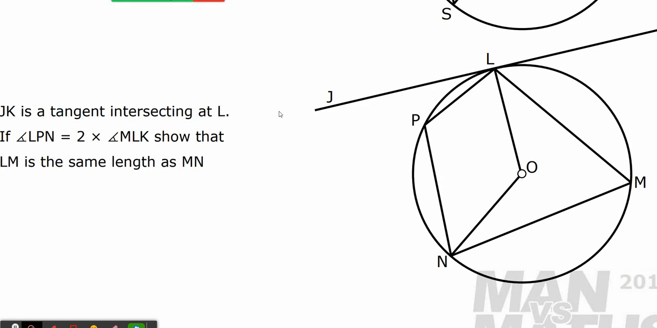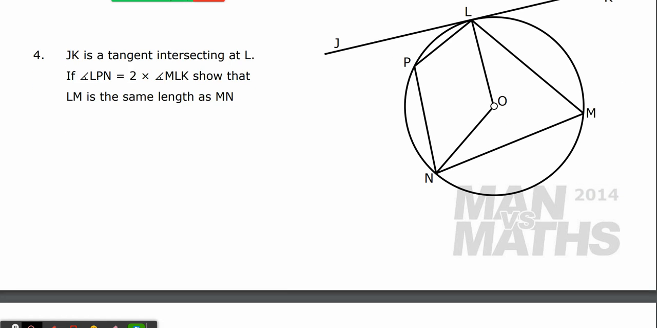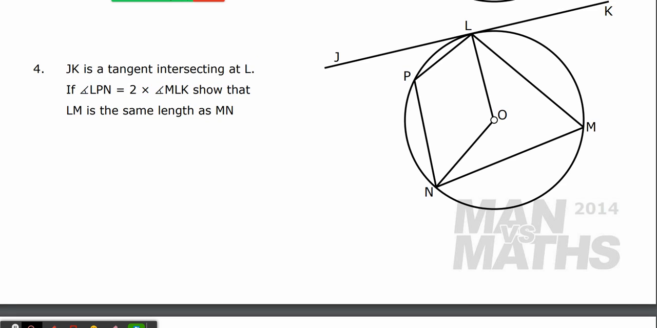Let's look at the next one. The next one you got is, so it says here, question 4, JK is a tangent. All right, you can see that tangent there, touching the circle on the line at one point, at a single point. Okay, so JK is a tangent intersecting at L. There's L over there, all good.